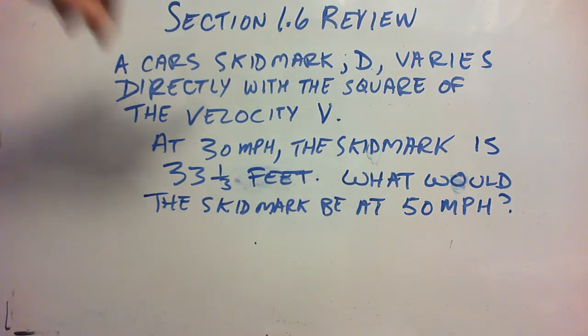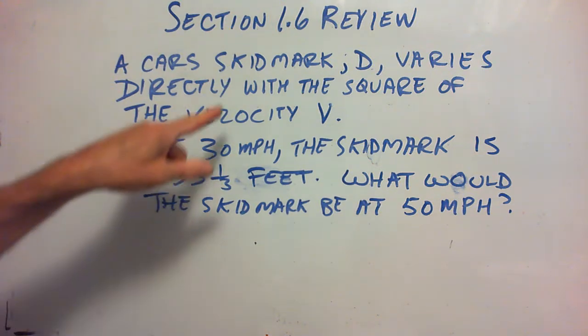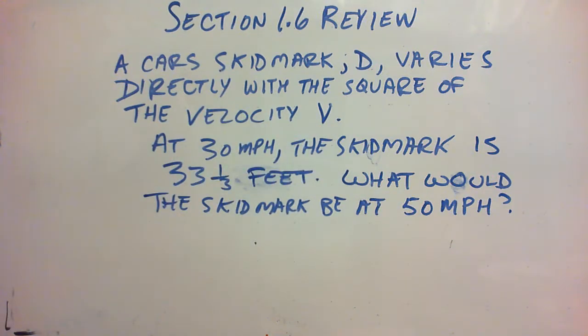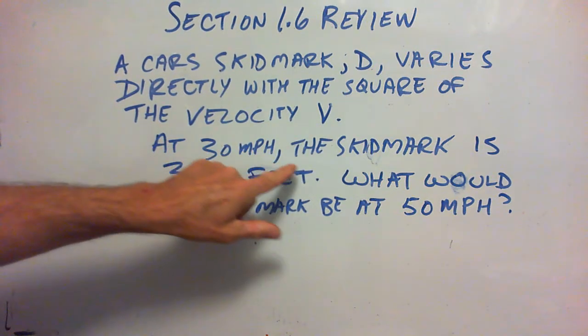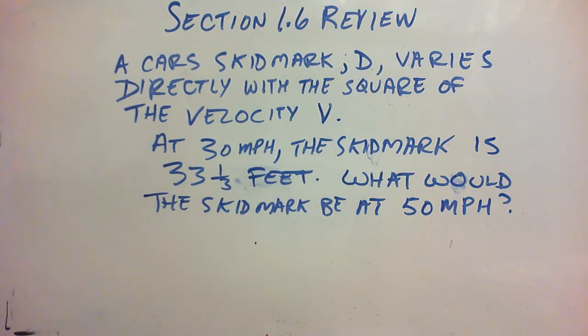A car's skid mark, D, when you slam on the brakes, varies directly with the square of the velocity V. At 30 miles an hour, the skid mark is 33 1/3 feet. What would the skid mark be at 50 miles an hour? Well, the first thing we have to do here is write a model for this.